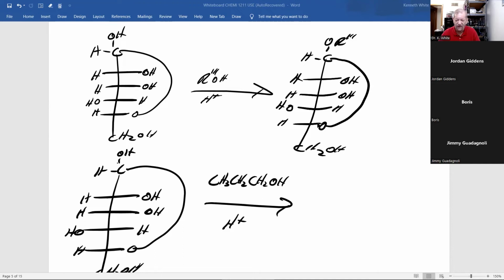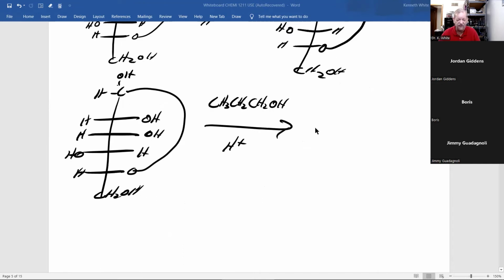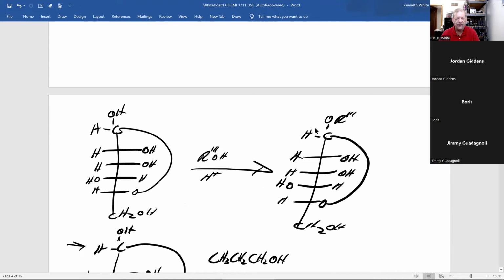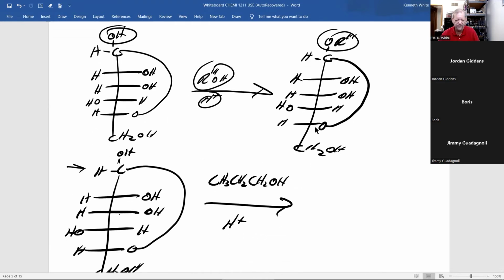All right, let's get moving because we've got stuff to finish today. And what do we have here? A hemiacetal of glucose, which is this. When you react it with an alcohol and acid, the only thing you change is the hydroxy group to OR triple prime. Oh, we've got an alcohol here, and this is my R triple prime.